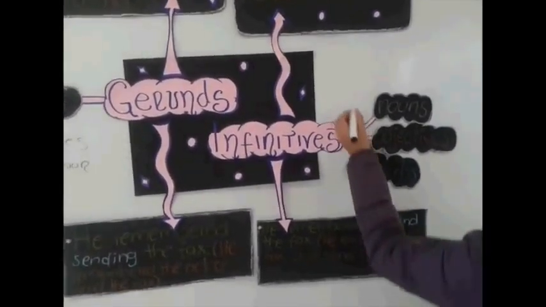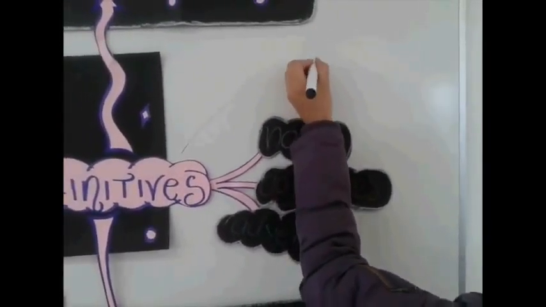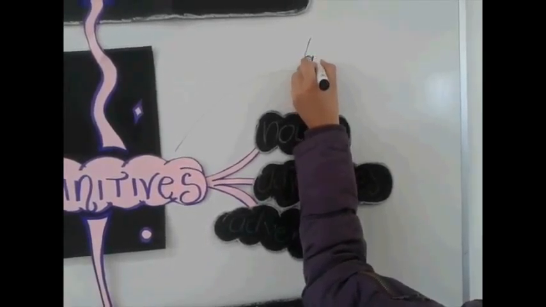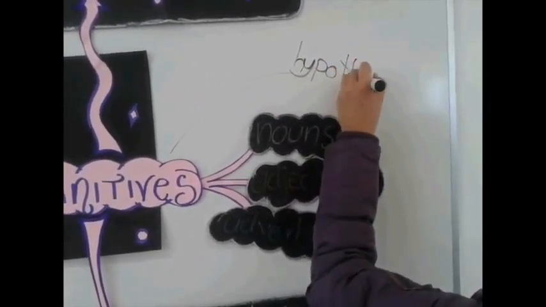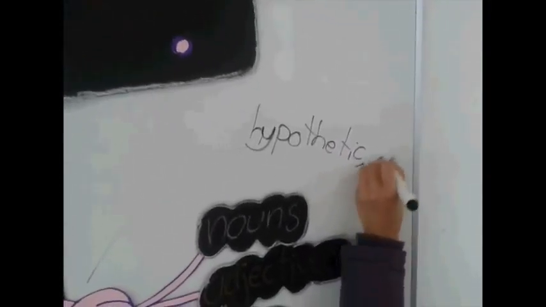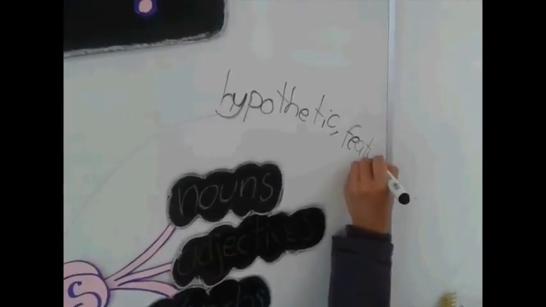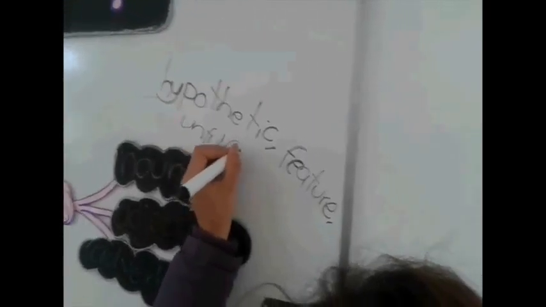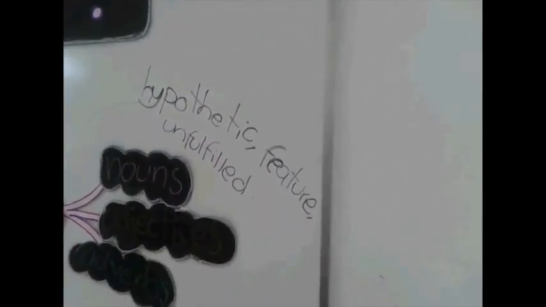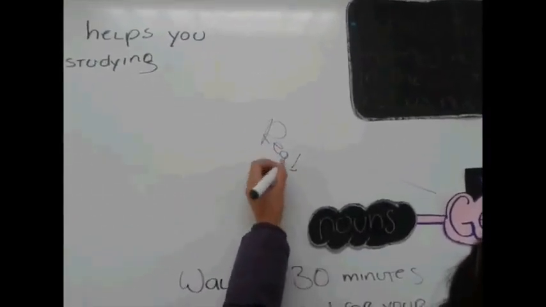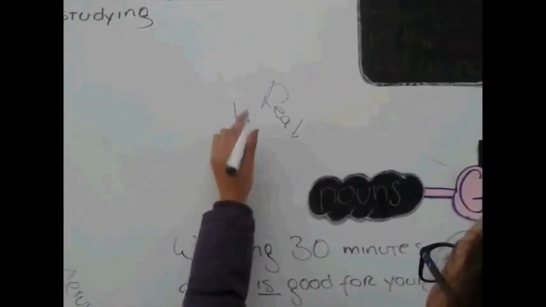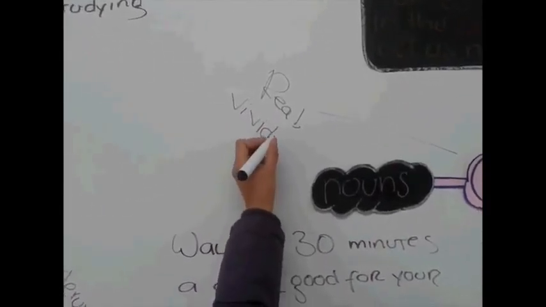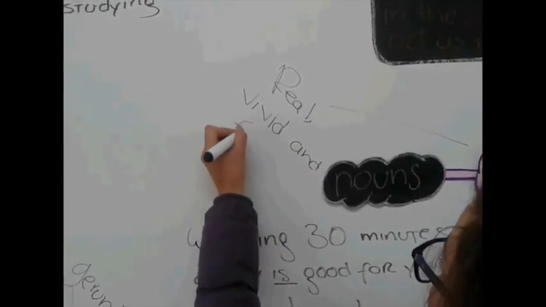Now, when do we use infinitives and when do we use gerunds? Okay, infinitives are used in hypothetical, future, and unfulfilled situations, and then gerunds in real, vivid, and fulfilled situations.